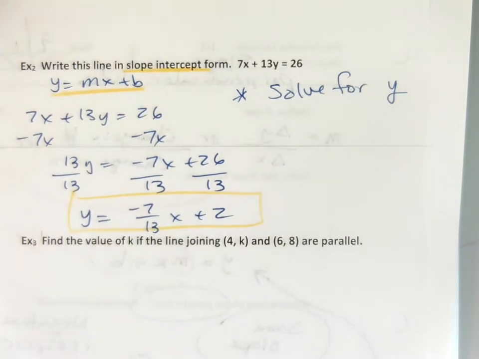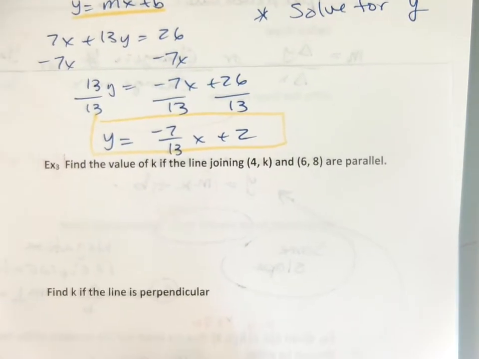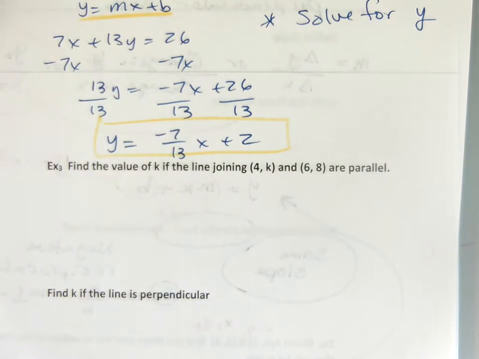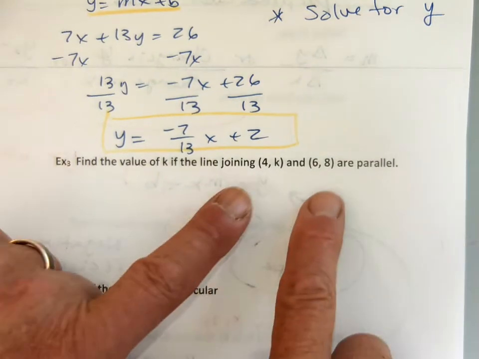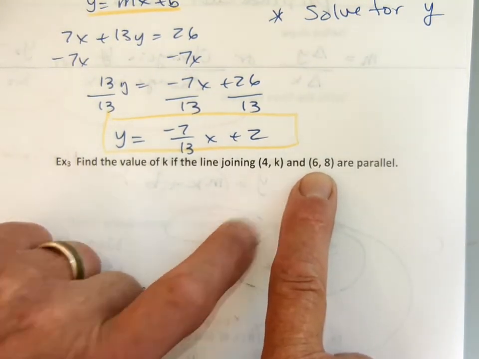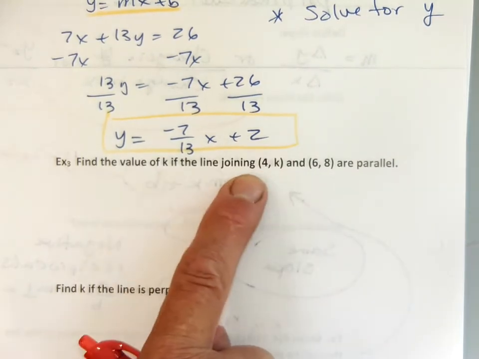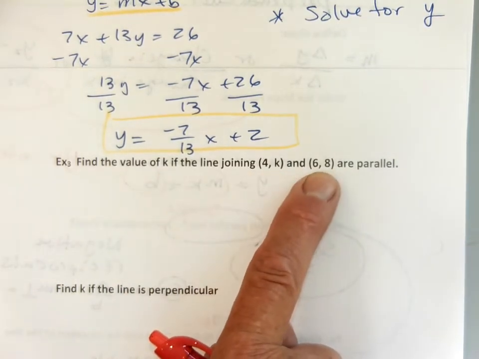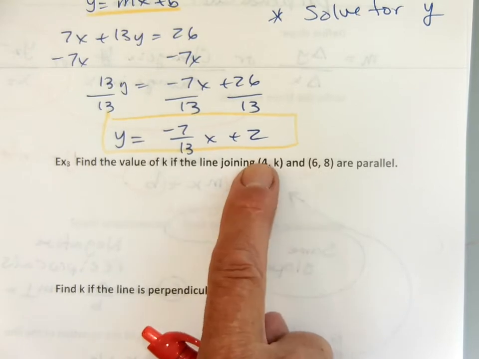Okay. 3. Now we're going to do a little bit of pre-calc, because it's going to make us think a little bit. So find the value of k. So here's 2 points, right? And they're parallel, right? Find the value of k if the line joining this and this are parallel, okay? So we should be able to find the slope, right?